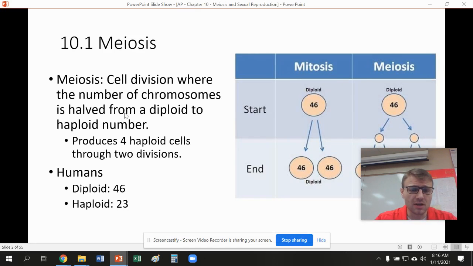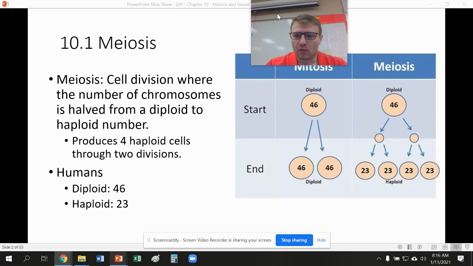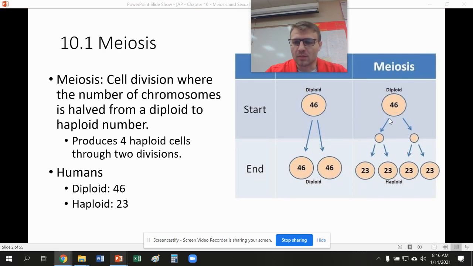So one little thing before we get into the details of meiosis. What is meiosis? This is when you take a cell here. You can see where we have 46 chromosomes for meiosis, and we're going to divide it twice, and we're going to get 4 haploid cells. Now we have 46 chromosomes to start, and we're going to get 23 chromosomes in each of these haploid cells. We're basically making sperm and eggs in this chapter.